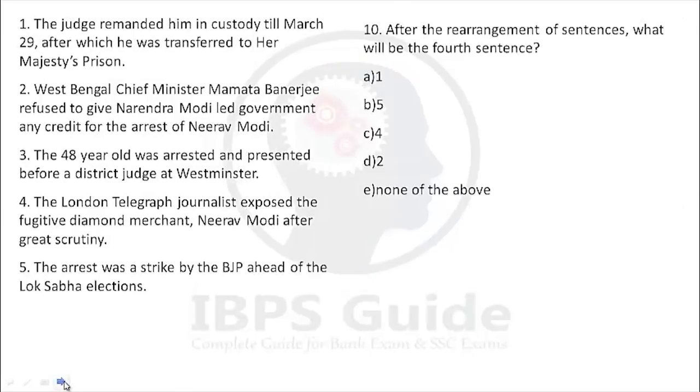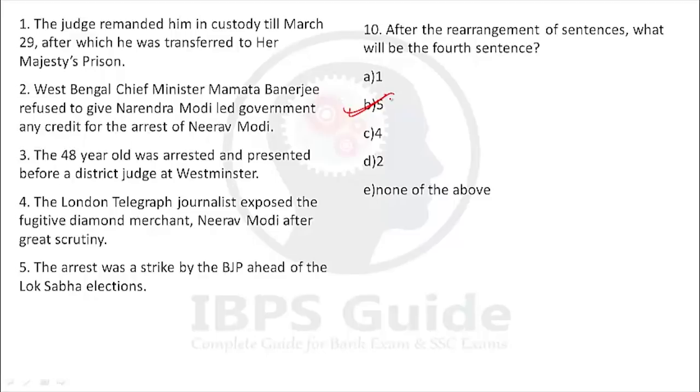And after the rearrangement of the sentences, which will be the fourth sentence? The rest of the sentences, which can be the fourth sentence? Fourth sentence is that 5th. So option will be B. And what will be the correct option, the correct sequence?